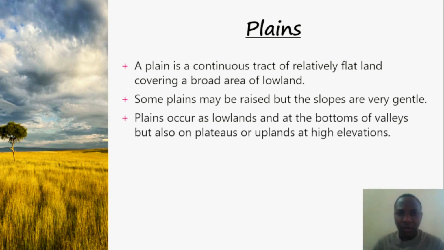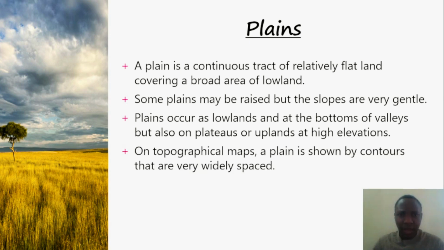Now, plains occur as lowlands and at the bottoms of valleys, but they can also occur on plateaus or uplands at high elevations. So this is how plains can be seen either in lowlands or on uplands. In lowlands, they can also be seen at the bottoms of the valleys, but they can also be seen at various elevations, maybe on various uplands or plateaus.